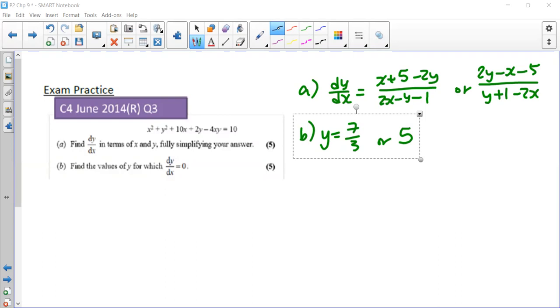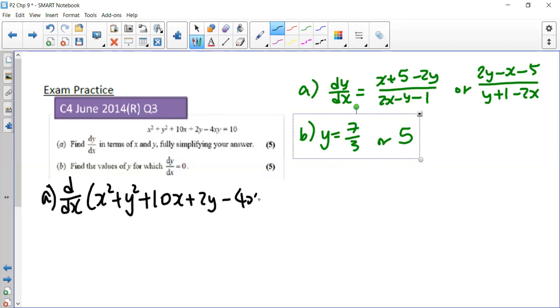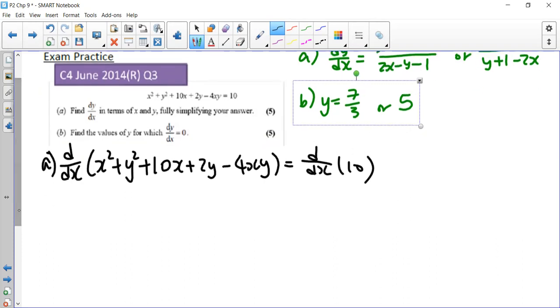Question A, find dy by dx. Well, you see this question, quite a chunky one. So implicit differentiation. So first, I'm going to apply d by dx on both sides. Next, I'm going to differentiate one by one. Now, this first step doesn't give you any marks, but it's just a good habit to show you know what you're doing. So I'm going to differentiate one by one.